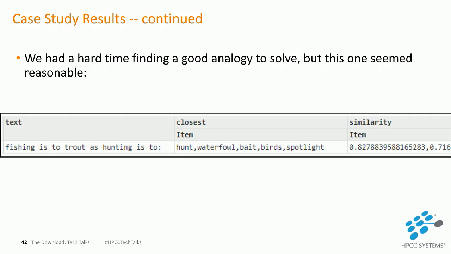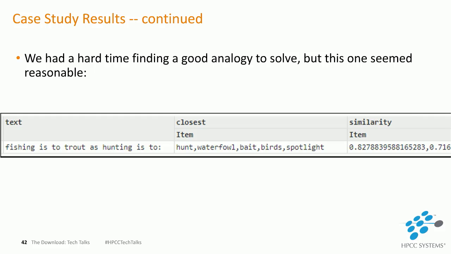One of the interesting capabilities of text vectorization is the ability to handle word analogies. We had a hard time finding appropriate analogies to query, given the limited range of nuance in these first descriptions. We did, however, find one that made some sense. Fishing is to trout as hunting is to blank. Waterfowl and birds are reasonable solutions. We expected, however, to at least find deer among the top solutions.